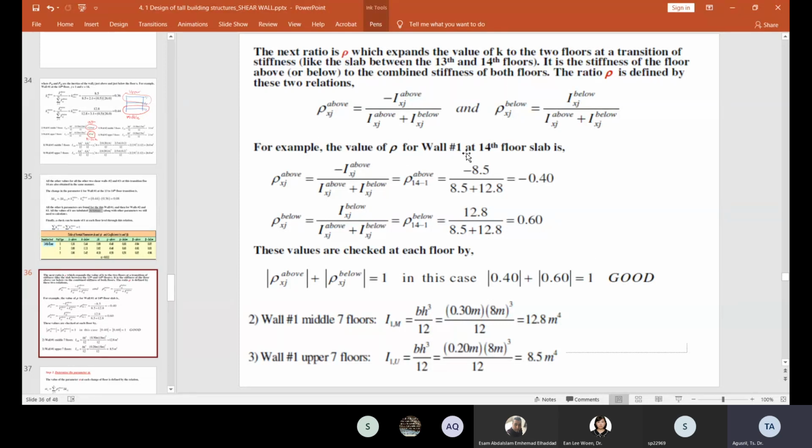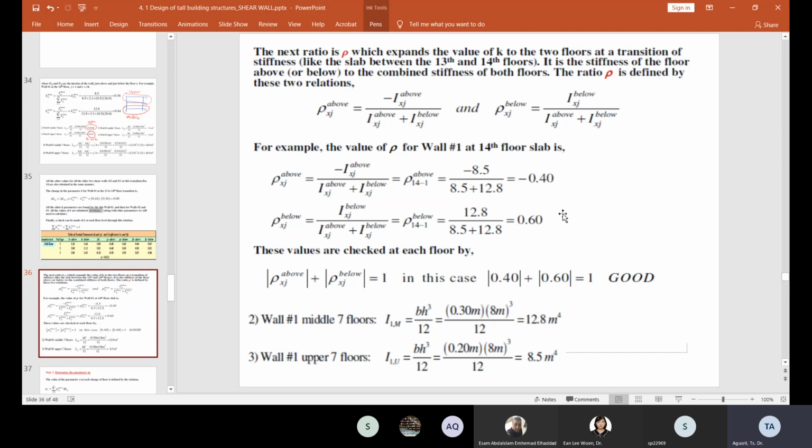Okay, and then after that, for example for wall number 1, so in the example we focus on wall number 1 and floor number 14. So we have the rho above negative 8.5. So this is from the upper level, because this is level 14, negative 8.5 divided by the total 8.5 plus 12.8. So this is for the above and this is for below. Okay, so this is at the 14 above and then this 14 below. So means from 13 to 7 floor. This 12.8. So from this we have the rho above negative 0.4 and then rho below is 0.6.